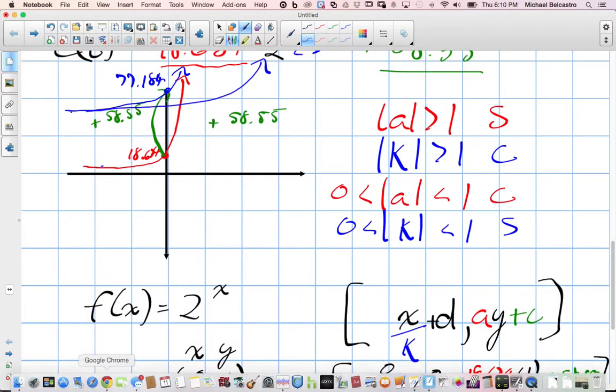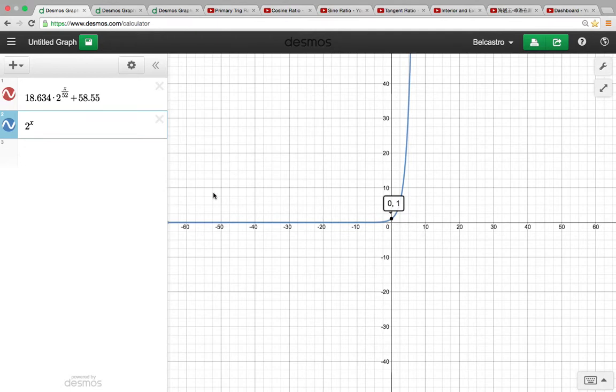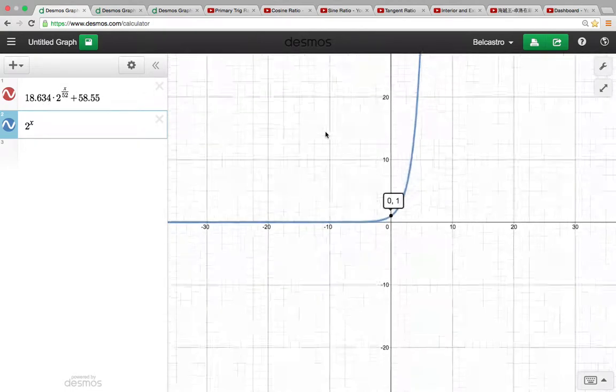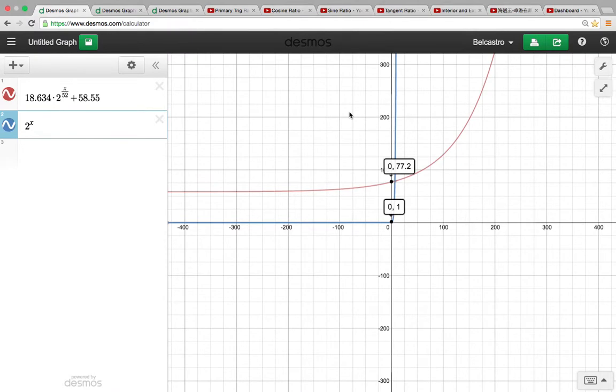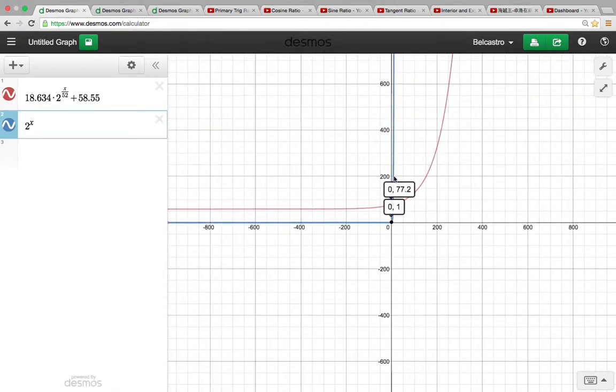So if we were to actually bring up... So if we take a look over here, here's our original function, base 2 to the power of x. And now we've written in our other exponential, and you'll notice the y value has shifted up to 0 and 77.18. So the whole thing has shifted up quite a bit, and it's been horizontally stretched much, much more than our original function, as you can see.